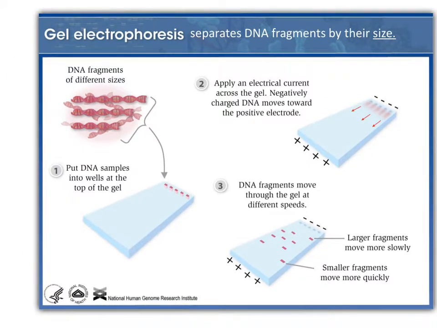Here's gel electrophoresis again. So we take these different fragments or samples from different people. So one sample per well, put them in, charge it. The shorter fragments go faster, further down. The longer move more slowly.